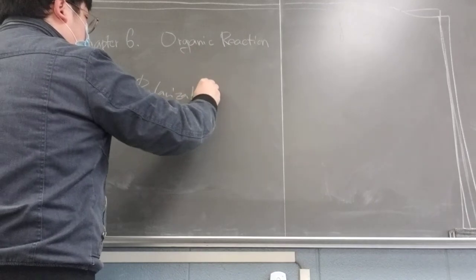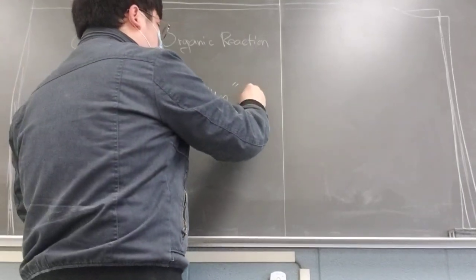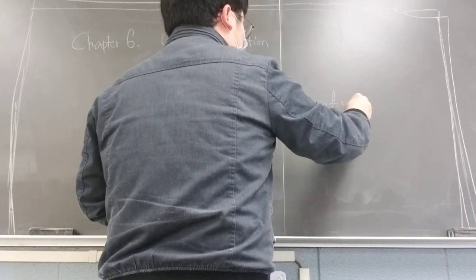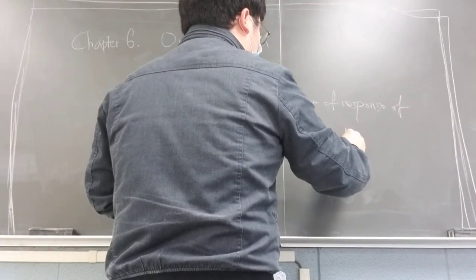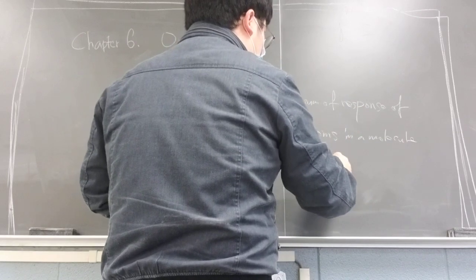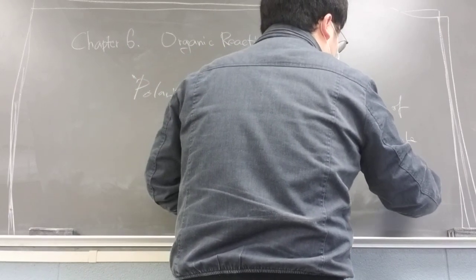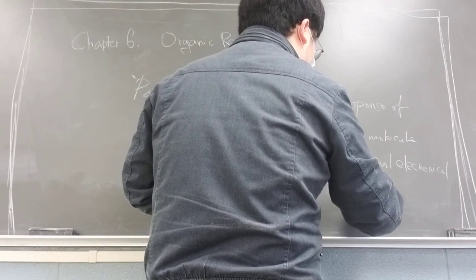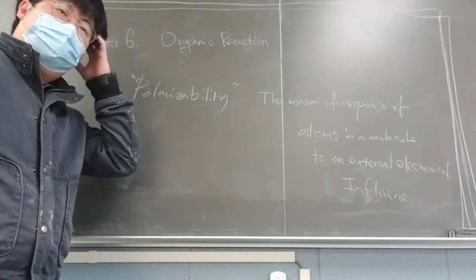polarizability. Okay. So polarizability simply means the measure of the response of atoms in a molecule to an external electronic influence. Okay? And you guys are thinking what it really means, right?